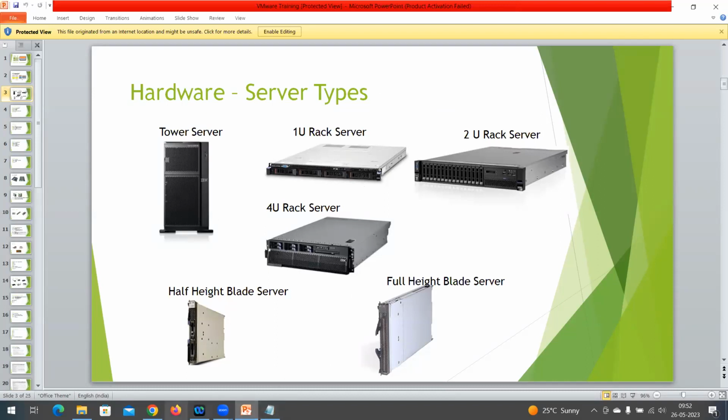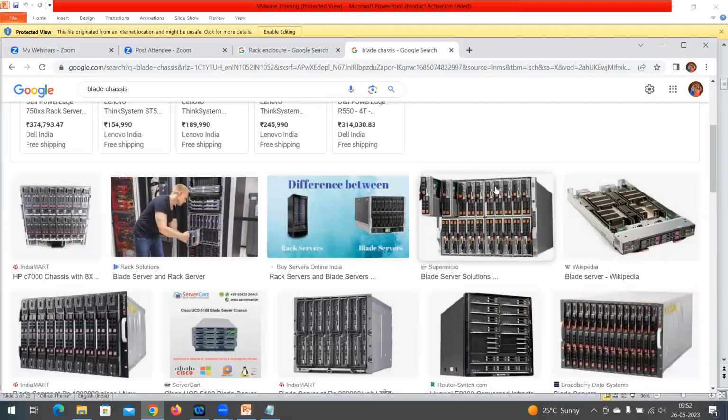So back to this blade enclosure, I mentioned that this blade enclosure is one enclosure. It's just like 8U or 10U size. Within the 10U size, if it is a half height blade server, I can insert 16 servers. If it is full height, meaning from top to bottom one blade server, I can insert 8 servers in one chassis.